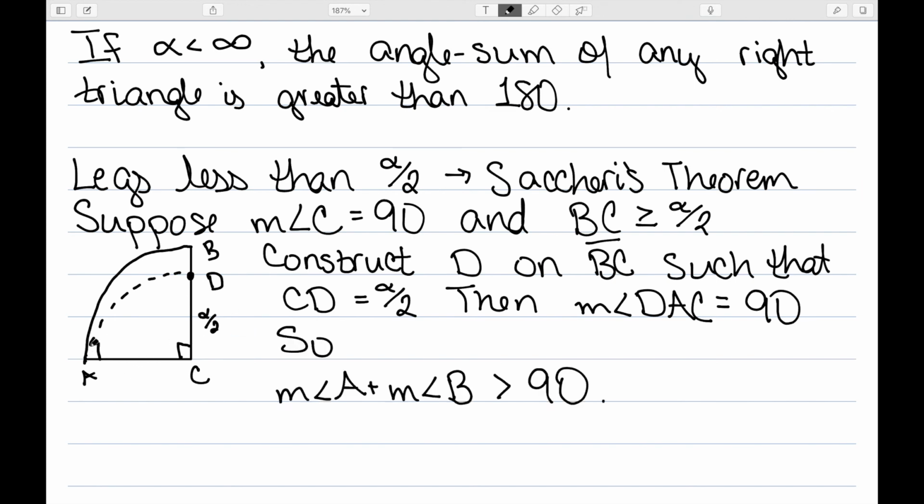Then I have that the measure of angle A plus the measure of angle B is greater than or equal to 90. When I took angle A, I actually cut a small piece of it off to get an angle of 90 degrees. So I actually have my 90 degrees from angle DAC plus a little bit extra plus angle B. So that definitely has to be bigger than 90 degrees. So for my angle sum, I have something bigger than 90 degrees plus 90 degrees, which will be greater than 180.